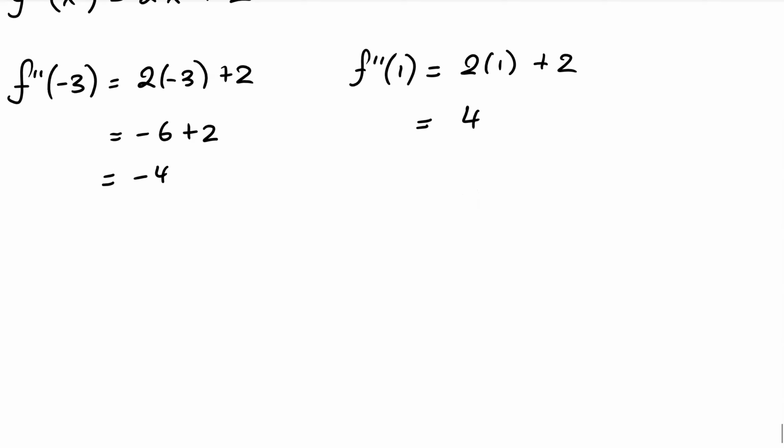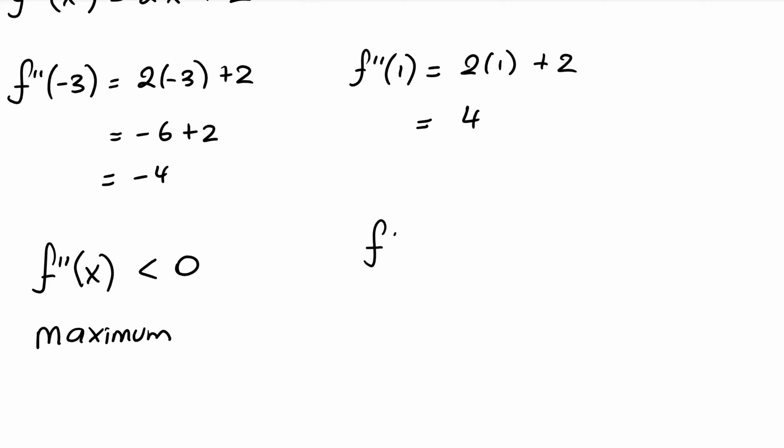Now what happens is when the second derivative is less than 0, that means we have a maximum. And when the second derivative is greater than 0, that means we have a minimum.